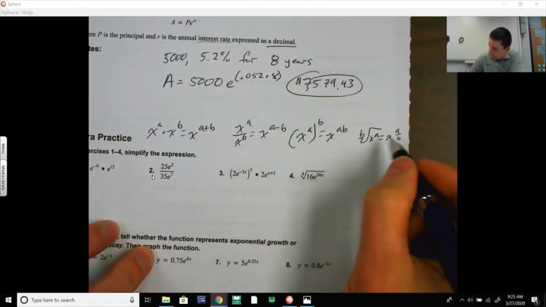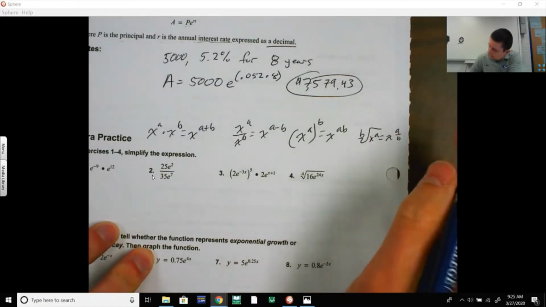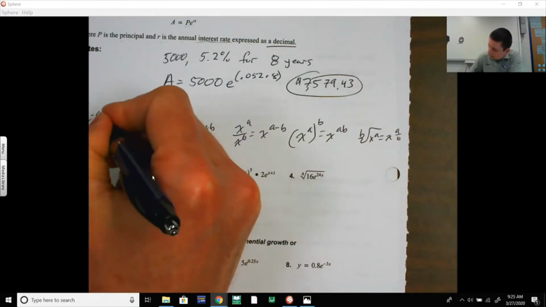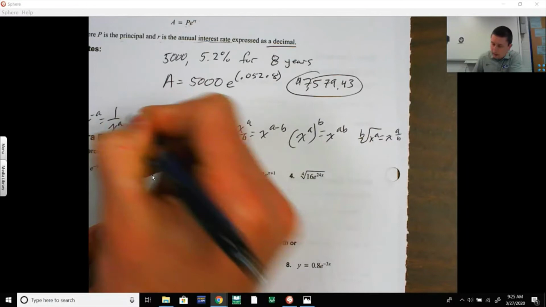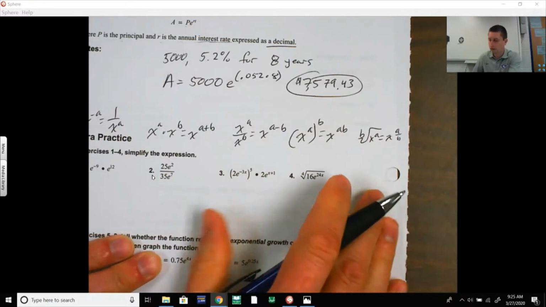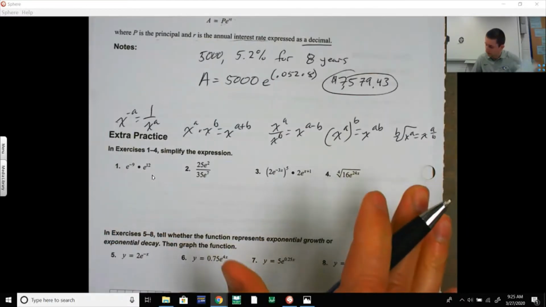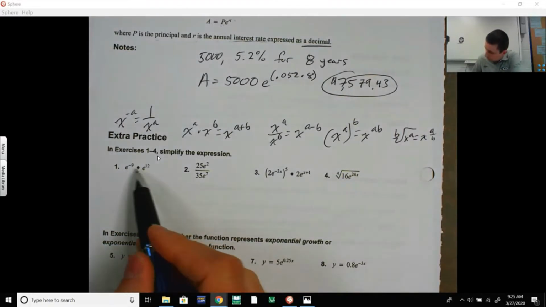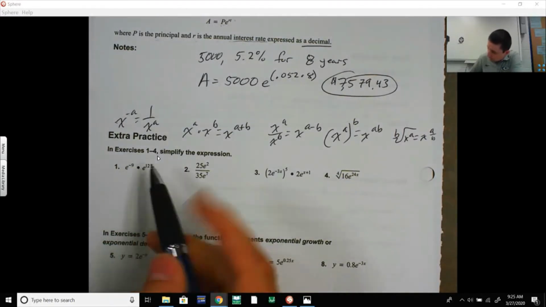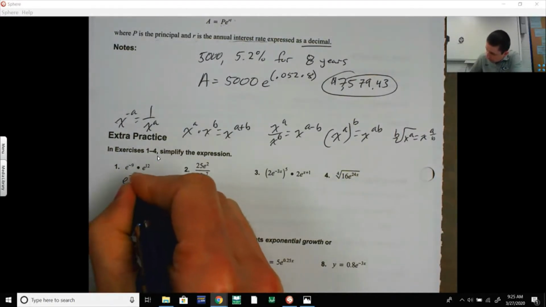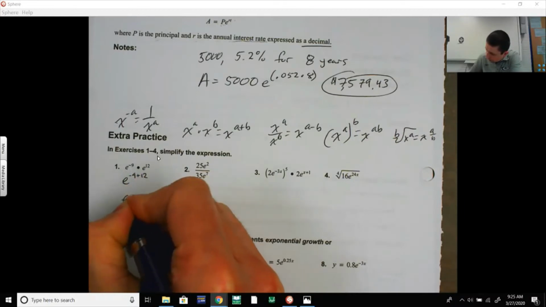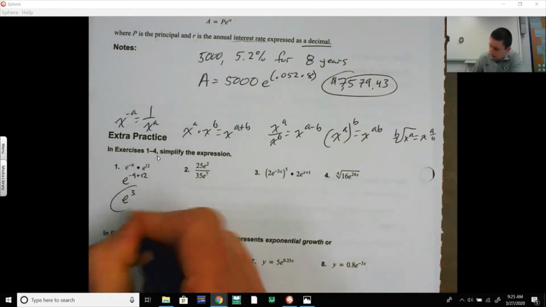Okay, the bth root. I like the bth root. Also, x to the opposite of a is the reciprocal, 1 over x to the a. So those are the properties. This falls into the first one, e to the negative 9 times e to the 12. That would be e to the negative 9 plus 12, so that's e to the third. And you just leave it like that.